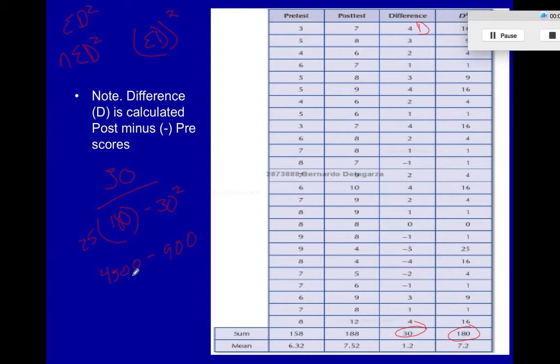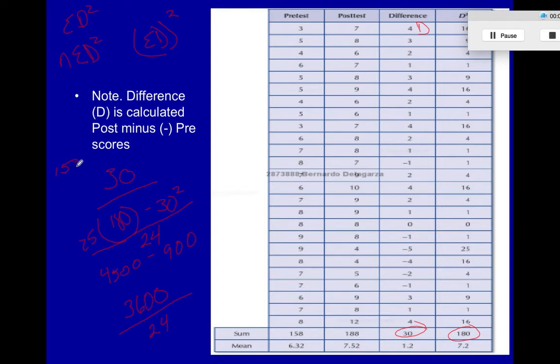So now 4,500 minus 900 will equal a value of 3,600. Divide that by 24. Because remember, in the denominator of our formula, it still requested that we had this part of the equation divided by degrees of freedom, so n minus 1. So in our particular case, divided by 24. So 3,600 divided by 24 is going to equal a value of 150.